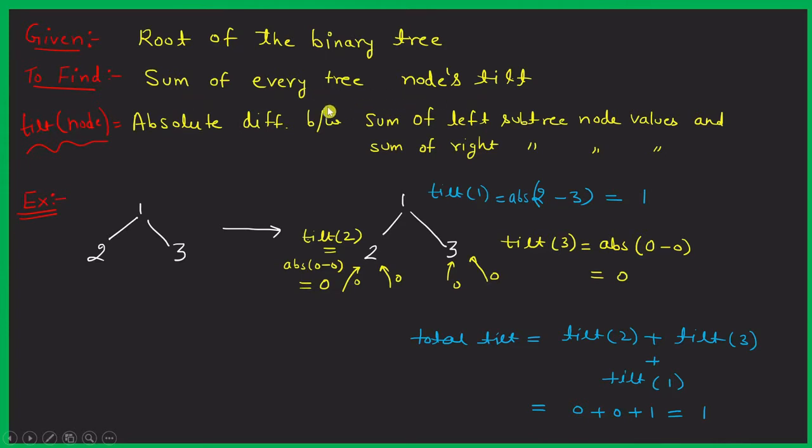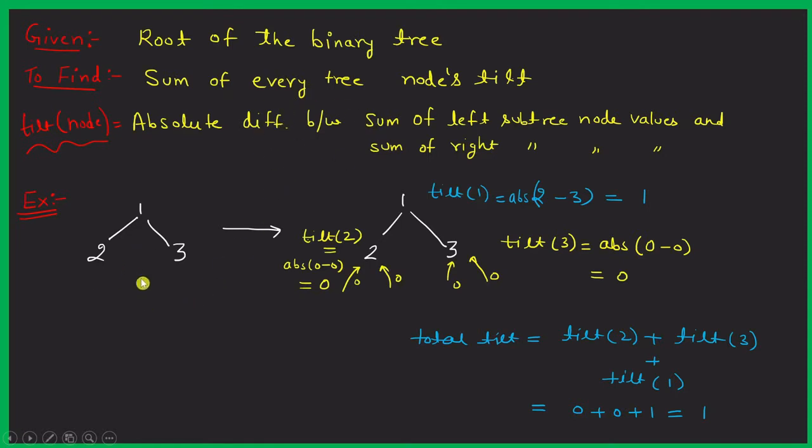So what is actually the tilt? In the question, the tilt of a node is given as the absolute difference between the sum of left subtree node values and the sum of right subtree node values. So let's understand this problem statement with the help of an example.